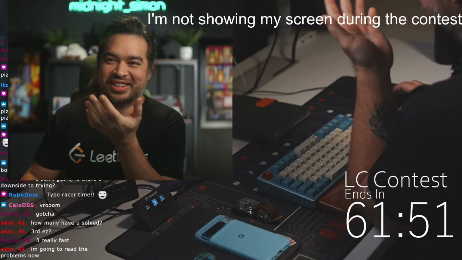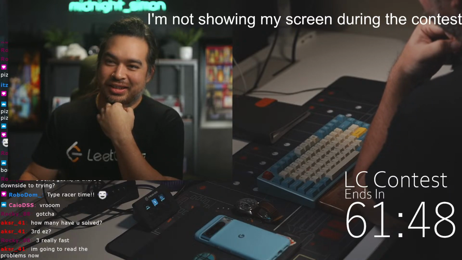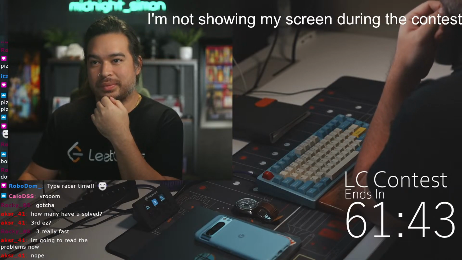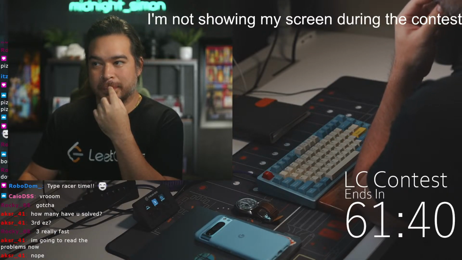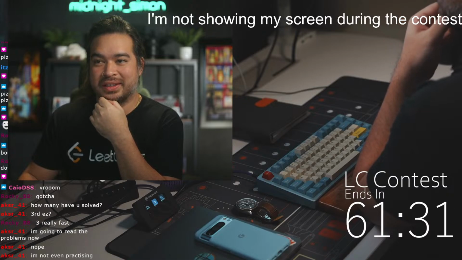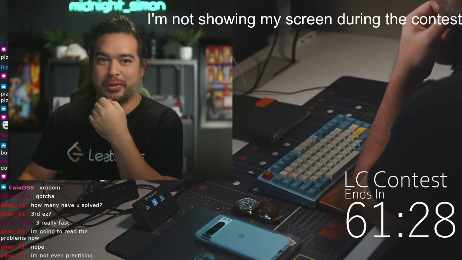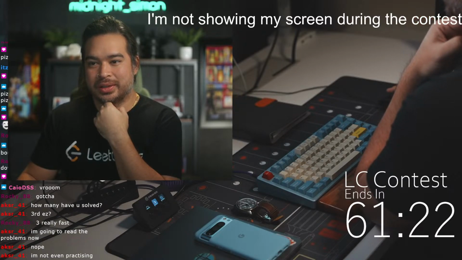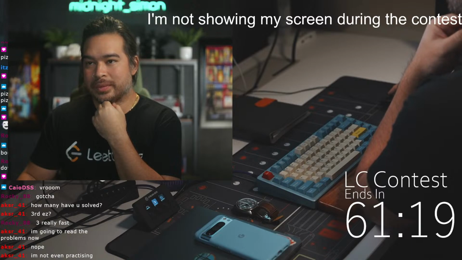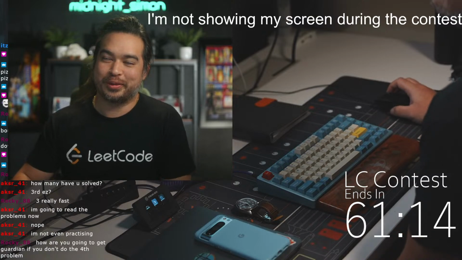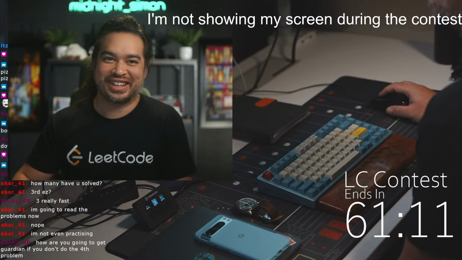Man, AKSR, you didn't take the contest? How are you gonna get Guardian, man? Not even practicing, dang. Well, maybe that's a good thing that you got out, LeetCode grind. How are you going to get Guardian if you don't do the 4th problem? Well, this 4th problem, I don't think I gotta do, man.